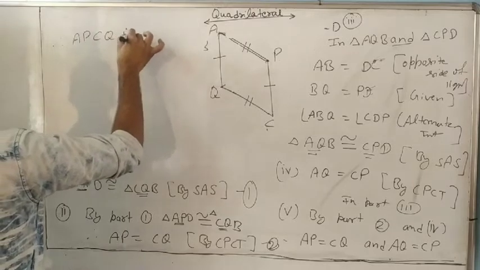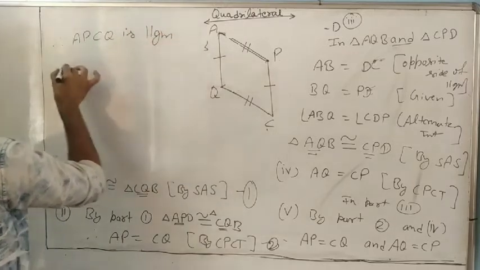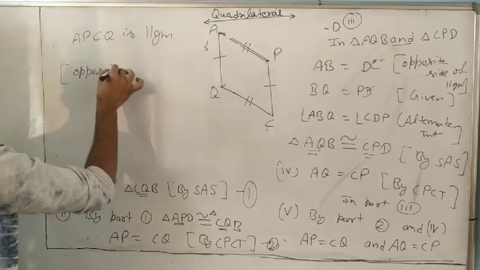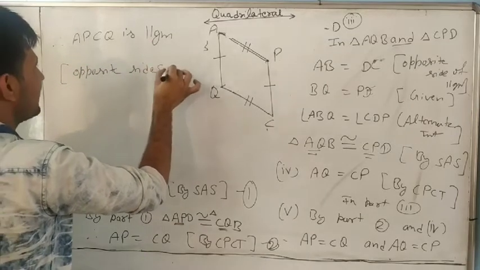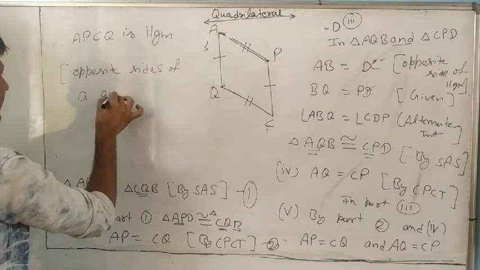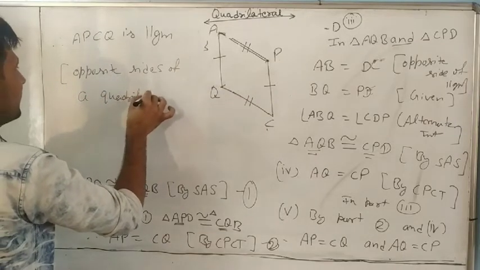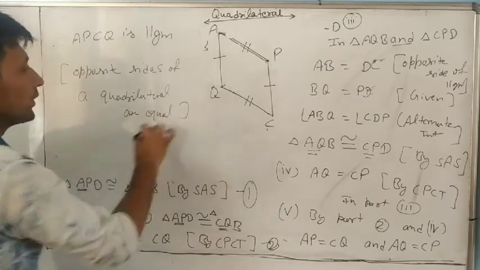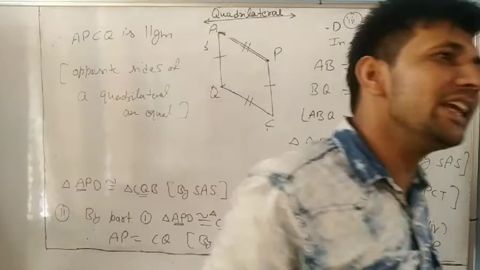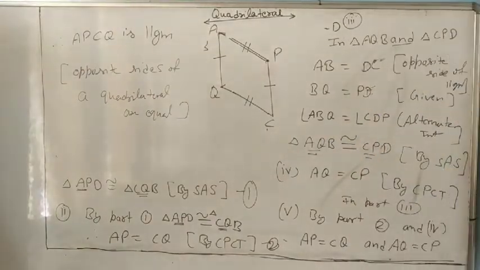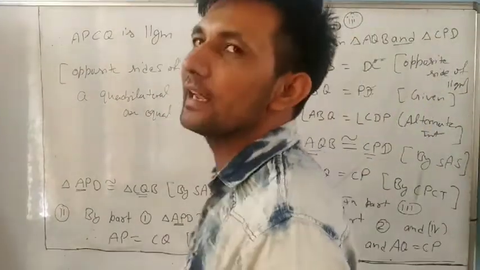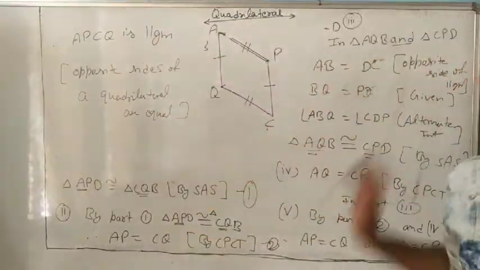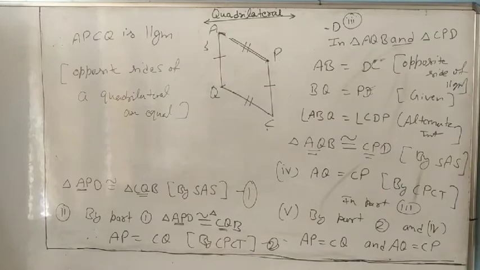Therefore APCQ is a parallelogram. Reason you can write: opposite sides of a quadrilateral are equal. Do you remember this property? If in any quadrilateral opposite sides are equal, opposite angles are equal, or diagonals bisect each other, then it is always a parallelogram. Very easy questions, okay? Next.